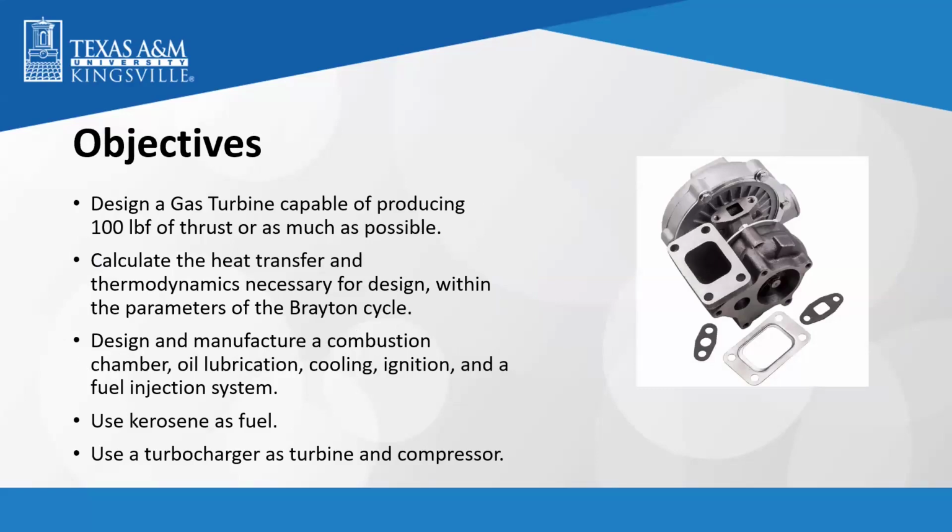Our objective was to design a gas turbine capable of producing 100 pounds-force of thrust, or as much thrust as we can get out of our design. We needed to calculate the heat transfer and thermodynamics necessary for the design within the parameters of the Brayton cycle. We needed to design and manufacture a combustion chamber, oil lubrication, cooling, ignition, and fuel injection systems. We wanted to use kerosene as a fuel source, and a turbocharger as our turbine and compressor.